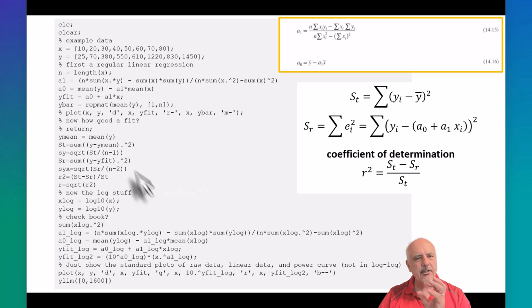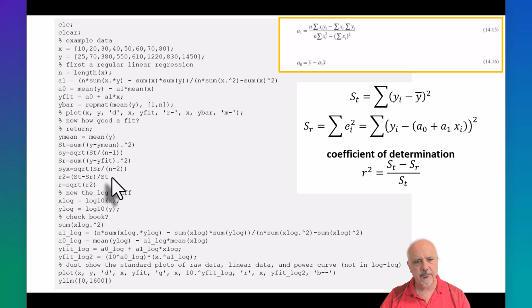It's good to take the code that you generate and make sure that it agrees with your theory. So here's the S_t equation, and that's exactly how I programmed it. Y minus y bar, or y mean, each one squared, and then the sum of that. And then the S_r will be the y_i minus the y fit quantity, each one squared, and then you sum that. So that's S_r.